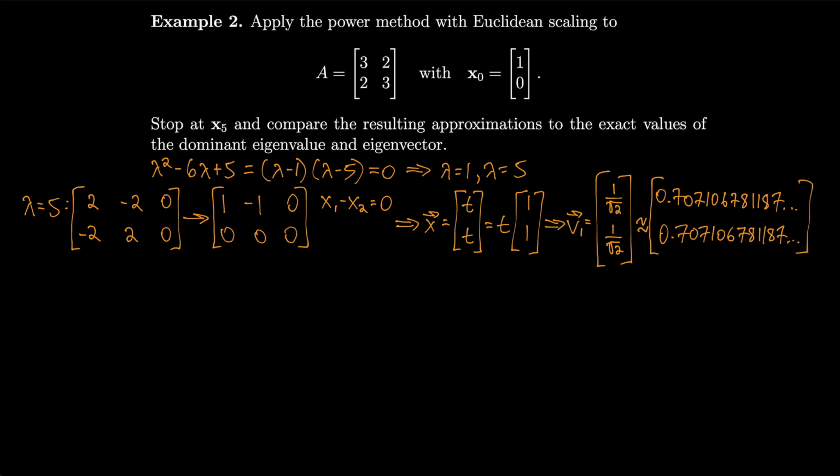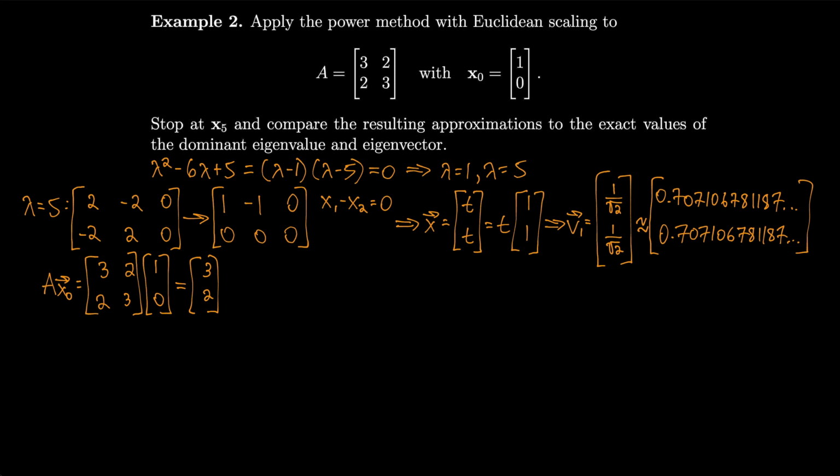Okay. And I'm writing it out like that so that we can compare it to what we get when we do the power method with Euclidean scaling. So I'd start with A times x0. That's the matrix with rows (3, 2) and (2, 3), times the vector x0 they gave us, (1, 0). And we get (3, 2) after multiplying.